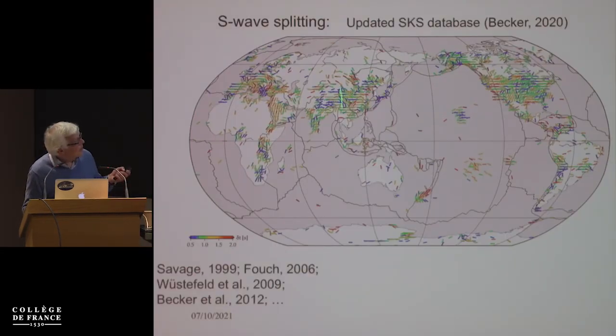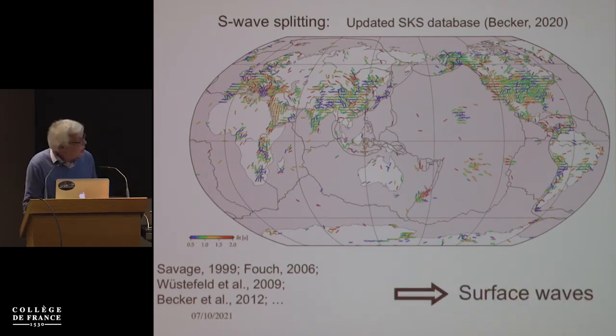I guess this is the last database compiled by Thorsten Becker, but you see here that we have a lot of measurements of SKS in the whole Earth, except that we have very few measurements in oceans. So that's a simple reason why we need to use surface waves to investigate anisotropy below oceans, because we have very few measurements of SKS, and we need some ocean bottom stations to do it.